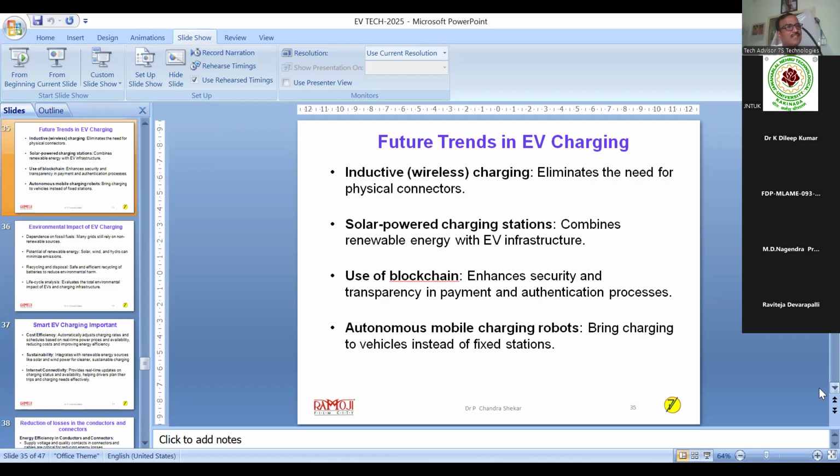Future trends in EV charging. Inductive wireless charging eliminates the need for a physical connector. Solar-powered charging stations combine renewable energy with EV infrastructure. Use of blockchain enhances the security and transparency in payment and authentication processes. Autonomous mobile charging robots bring charging to the vehicle instead of a fixed station. That means big batteries will charge the vehicles as they move, so your vehicle doesn't need to stop to charge. The vehicle comes with the battery, maybe a generator inside, that will charge your electric vehicles.